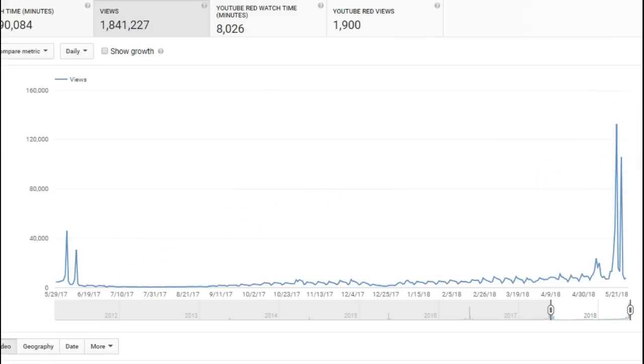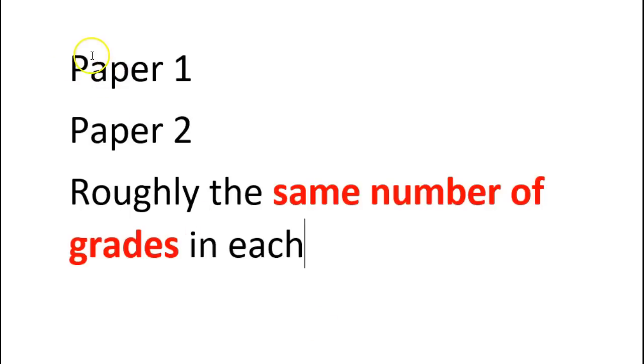Well, it's this. This is what AQA tell us. So you've got two papers, paper one and paper two, and roughly the same number of grades are given in each paper. So people across the country do the same on paper one as paper two. Well, how do we find that if people revise less from paper two? Well, there is an answer. It's really interesting and really important for you to bear this in mind once you've done paper one.